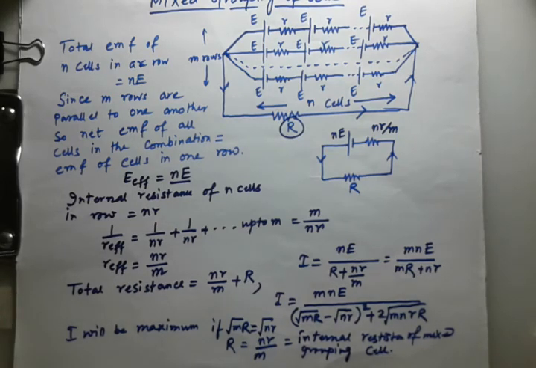So now generally the series combination of cells is used when high EMF is required. The parallel combination of cells is used when high current is required in the circuit, and the mixed grouping of cells is used when high power is required in the circuit.